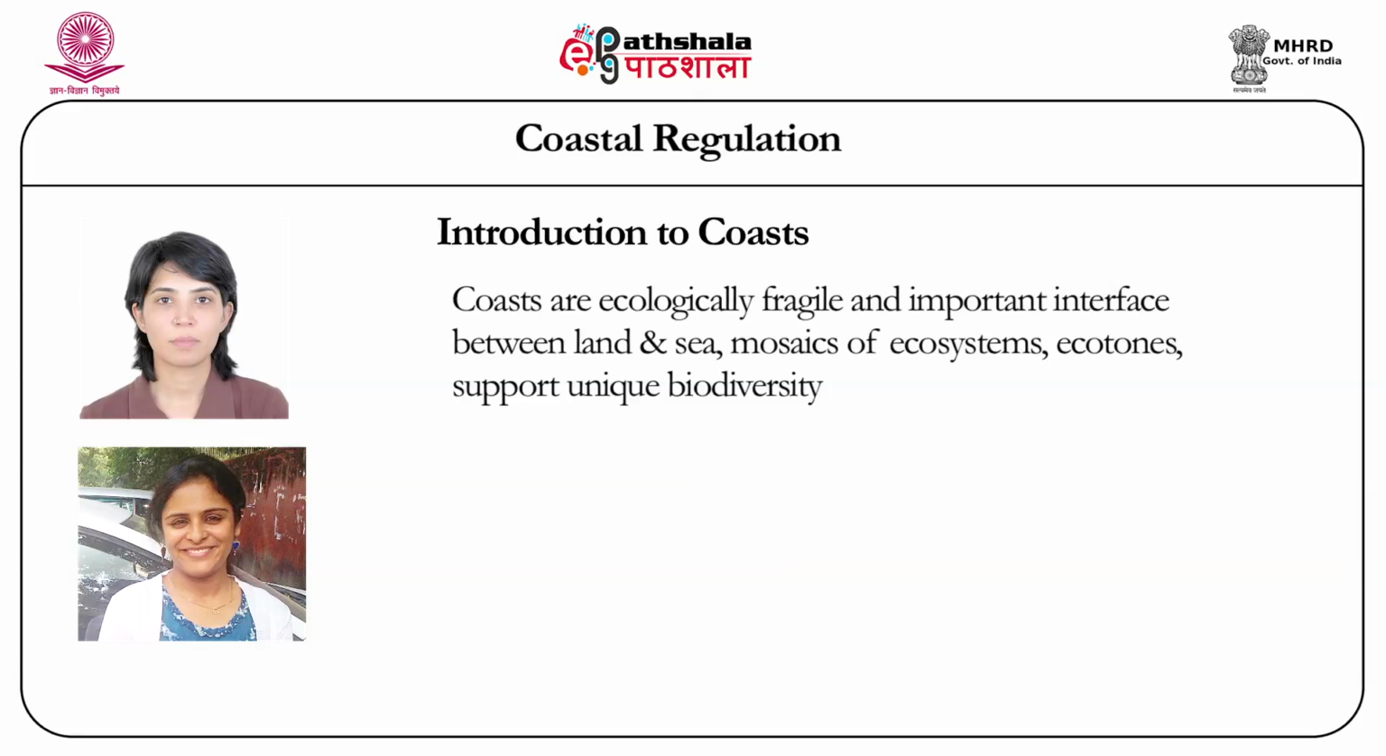Coasts are ecologically fragile areas. They are the interfaces where land meets the sea. They exhibit different ecosystems such as mangroves, sand dunes, coral reefs, salt marshes, estuaries, and lagoons. These ecosystems interact with each other and bring about changes in each other's temperature, salinity, and oxygen and nutrient content. These changes make the biodiversity of the coastal areas unique. Ecosystems such as mangroves provide protection against cyclones and storm surges.